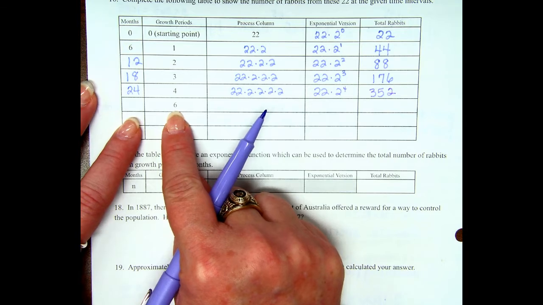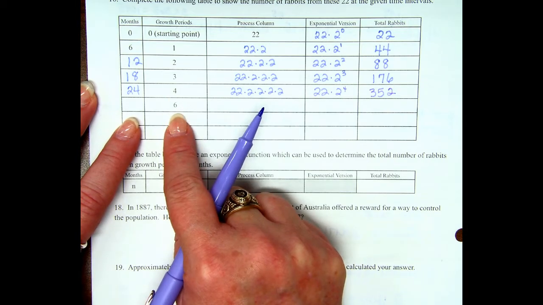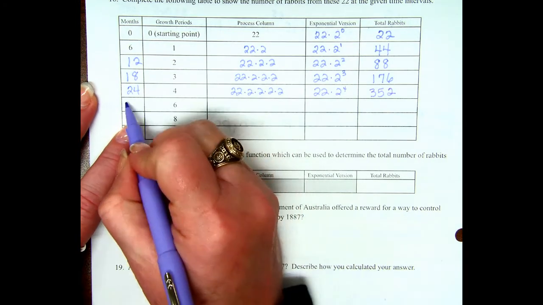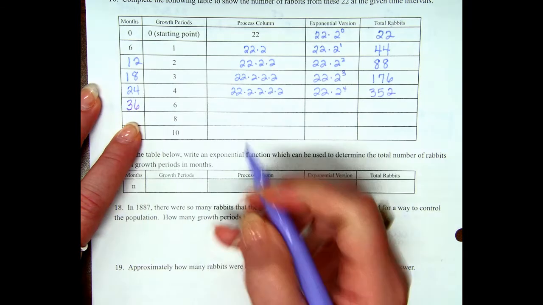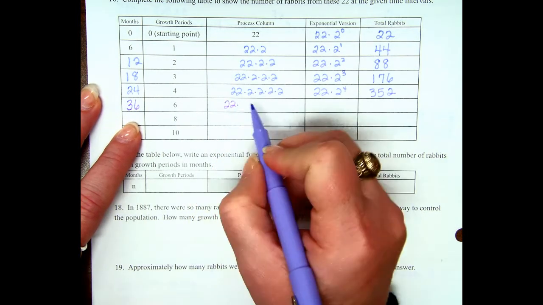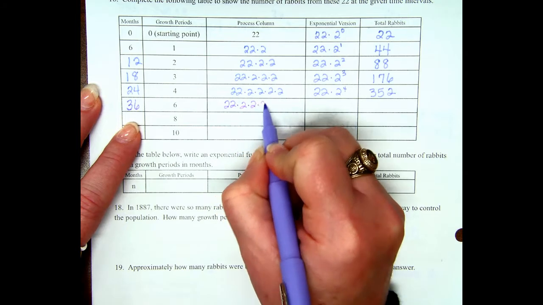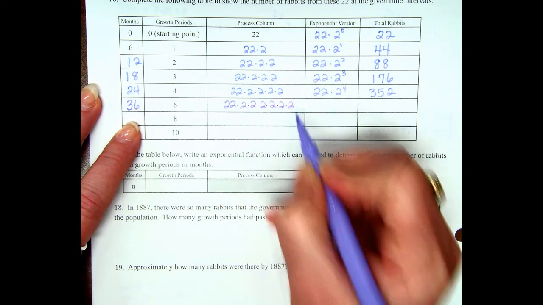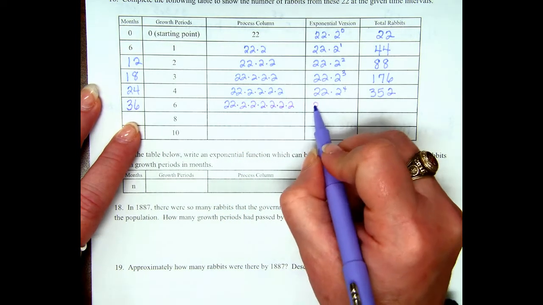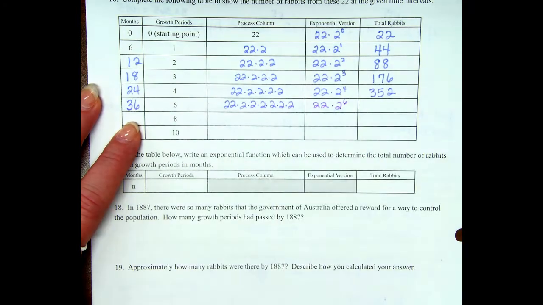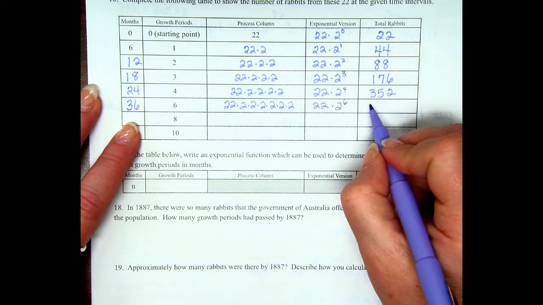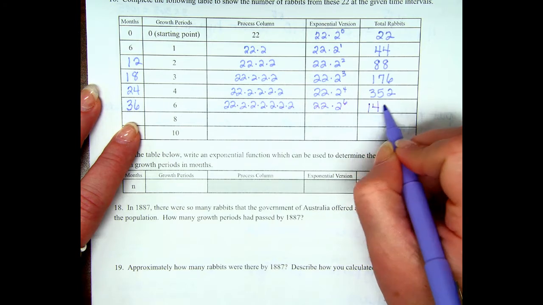After 6 growing periods, notice we skipped. So this should be 36 now. So 22 and how many 2's? 3, 4, 5, 6. So 22 times 2 to the 6th, right? You got that one yet? Good. 1408.